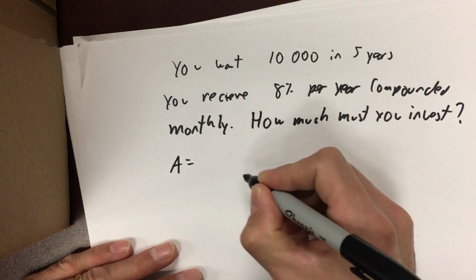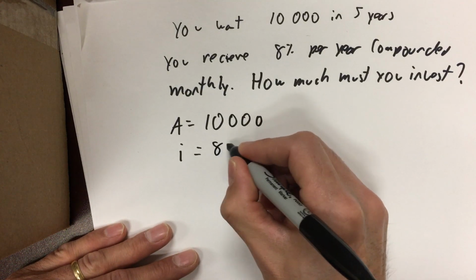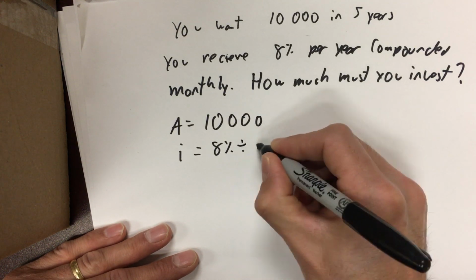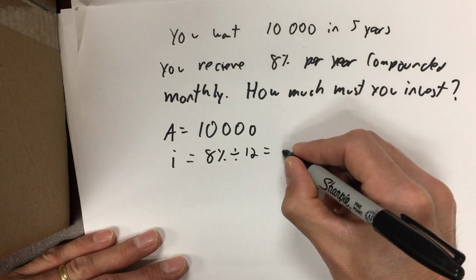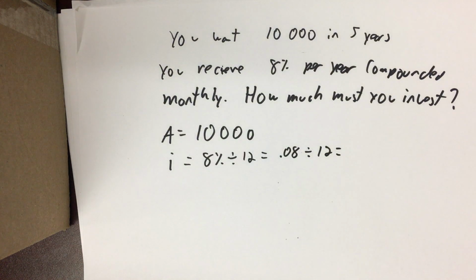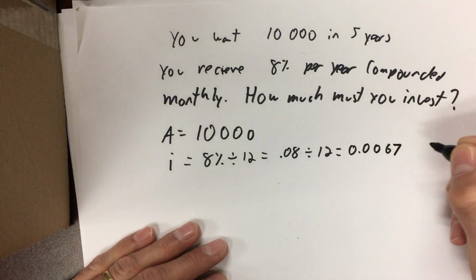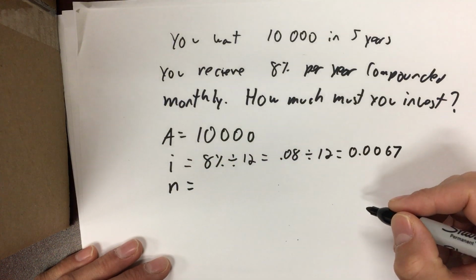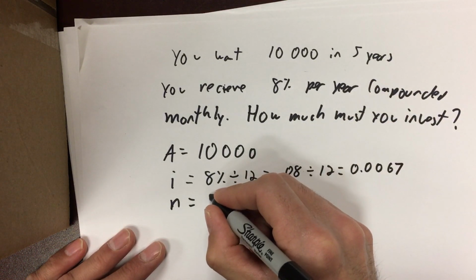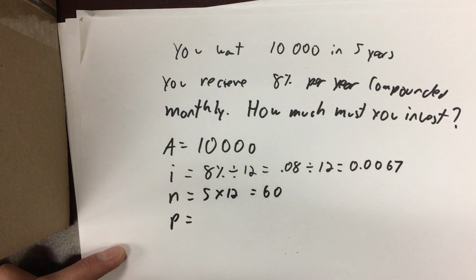So I'm telling you the amount you're ending up with now is 10,000. The interest is 8% per year, compounded monthly. So we're going to take 8% and divide it by 12. So that's 0.08, which is 8%, divided by 12, which is 0.0067. N is the number of compounding periods. In 5 years monthly, that's 60. And the principal amount, that's what we don't know.